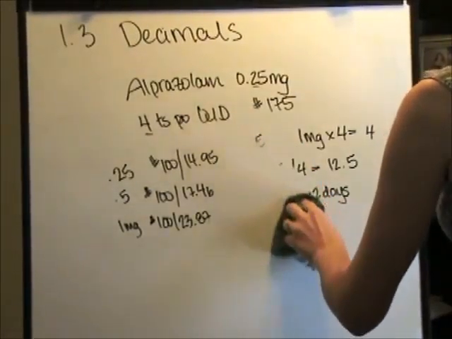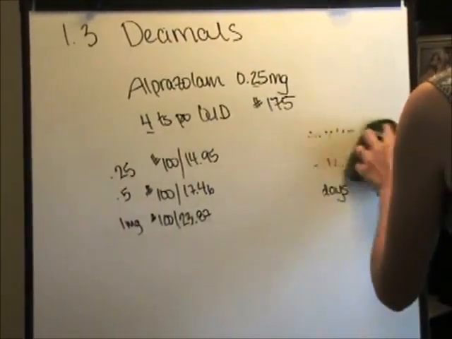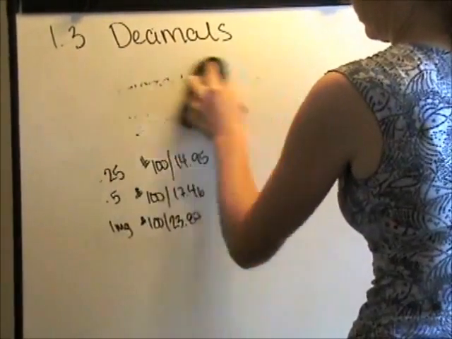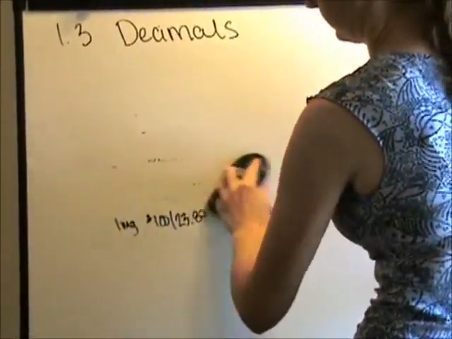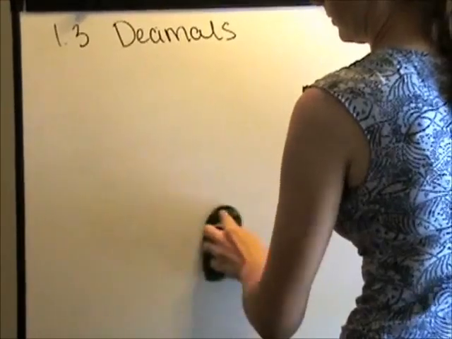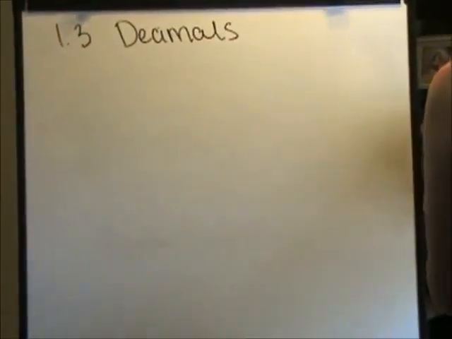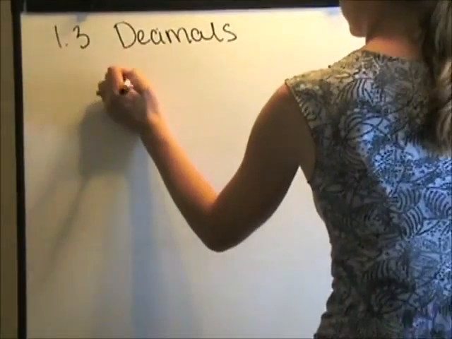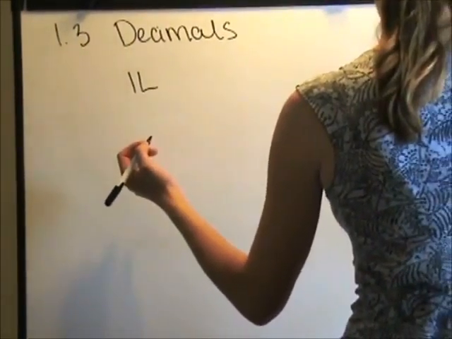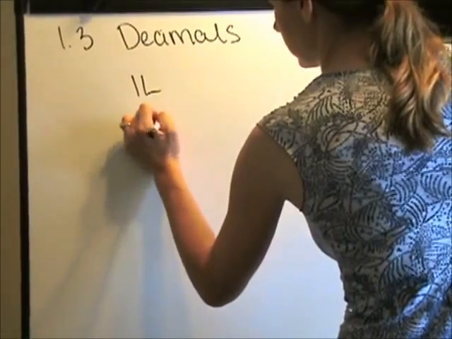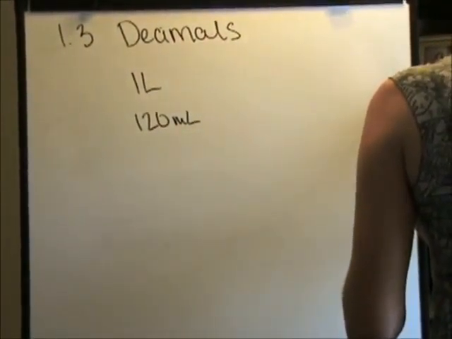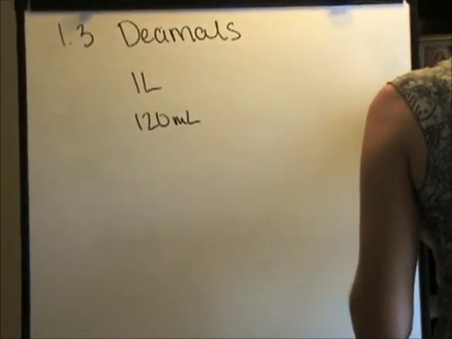Okay, let's look at the next one, number 21. All right, sterile water comes in bottles of 1 liter. You will need to pour out 120 milliliter bottles for each patient. A, how many 120 milliliter bottles will you get from a 1 liter bottle?